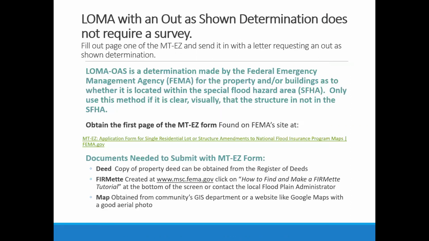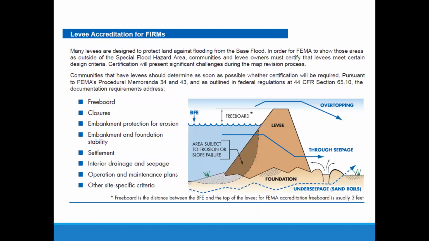And so you fill out the first page of the MT-EZ form, and then you copy the same documents that would be used for any regular LOMA, which is a copy of your deed, a plat map, and then a copy of the GIS map that I just showed you. And then you can get a LOMA out as shown determination. Again, that's free. And so yeah, you don't need an elevation, you don't need a survey, but you do need to make sure that your lender is requiring flood insurance based on the fact that you're in the floodplain, because they still can require flood insurance even if you're not.